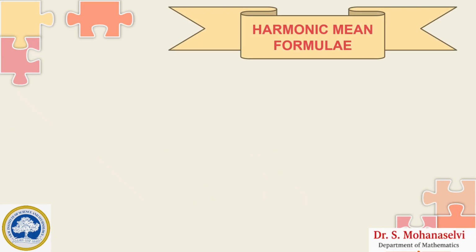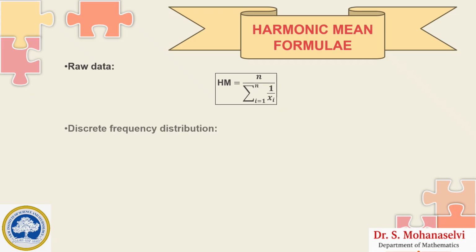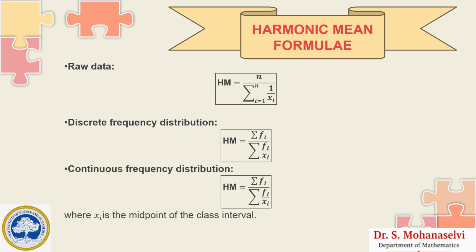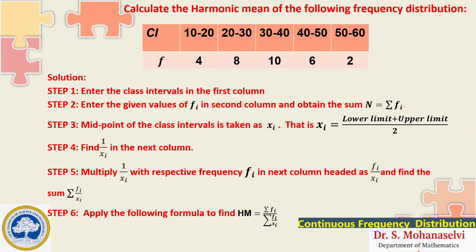Now let us learn the formula for the harmonic mean. The formula depends on the type of the data. For raw data, we already know that we divide the number of observations by the sum of the reciprocals of the observations. For a discrete frequency distribution, we divide the total frequency by the sum of the frequencies divided by the corresponding observations. For a continuous frequency distribution, we first find the midpoint of each class interval and then apply the same formula using the midpoints.